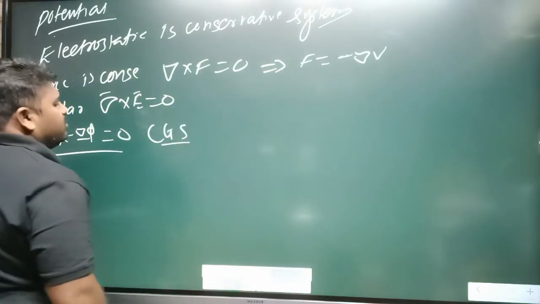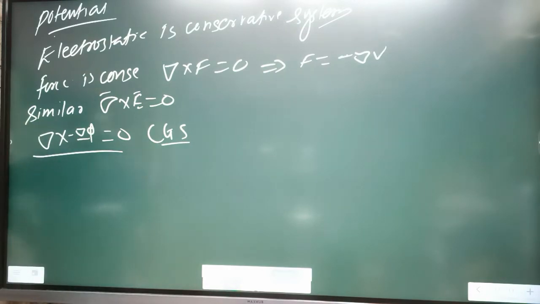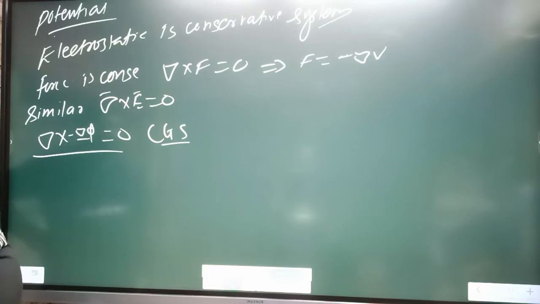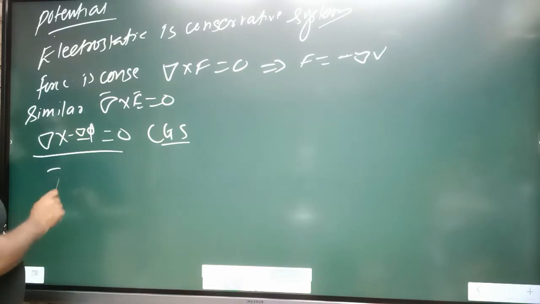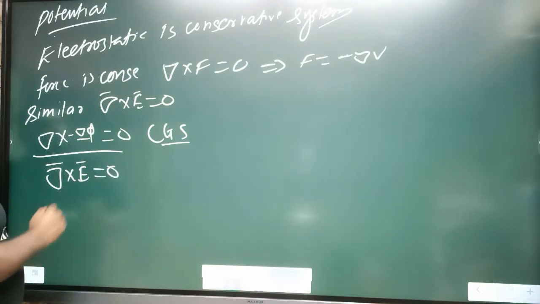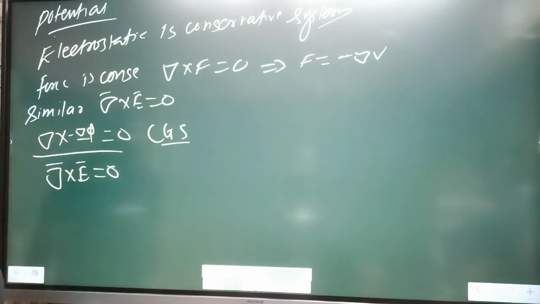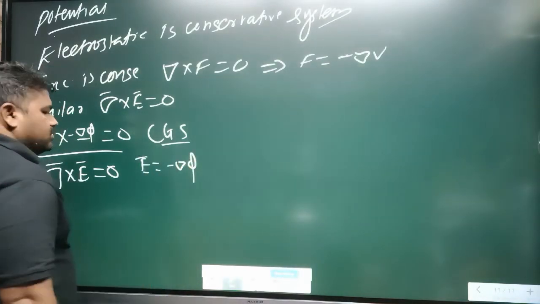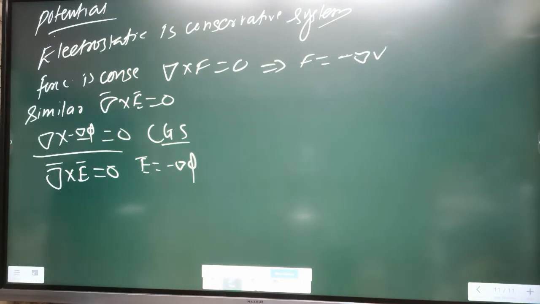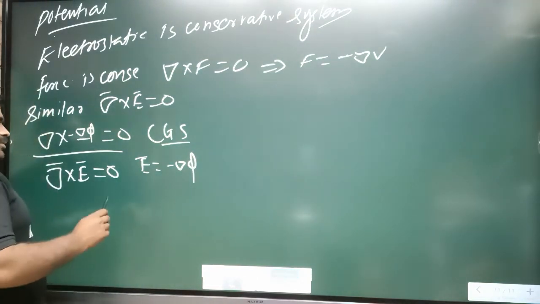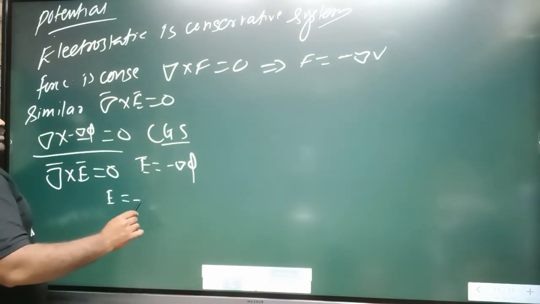Curl of gradient of scalar function. Means curl of negative gradient of phi is equal to how much? 0. Okay. Means curl of E bar is equal to 0 implies that what is the value of E bar? Comparing these two equations, E bar is equal to negative gradient of scalar function. Okay. Then E is equal to minus ∂phi upon ∂r.